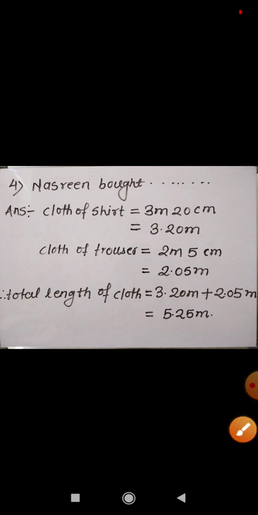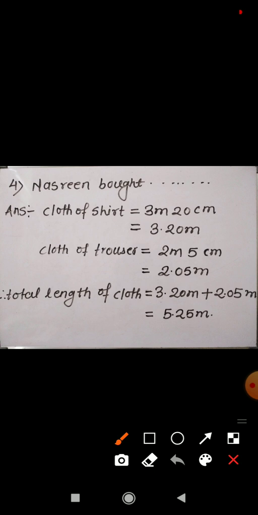See, in this question it is given the length of cloth for shirt. How much is it? 3 meter 20 centimeter. Now children, here you can see the length is given in meter and centimeter. But while solving, we need to convert this length into one unit only. Either you can convert into meter or you can convert it into centimeter. And how to convert, we have already seen in exercise 8.4.